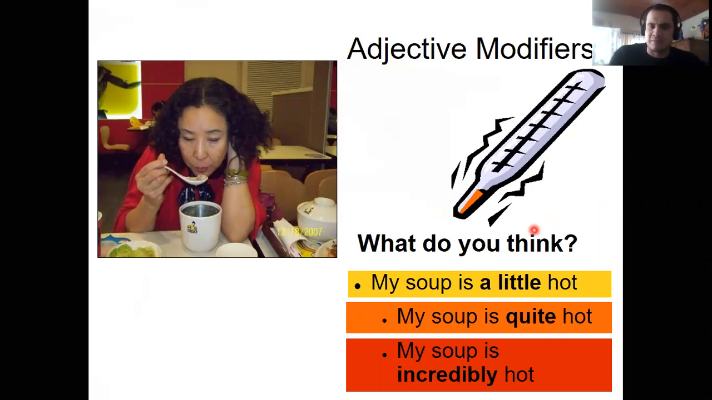You see that my soup is a little, it's quite hot, okay? Little, un poco, quite bastante, and incredible es como ya muchísimo, right? Muchísimo, bastante caliente. Mi sopa está increíblemente caliente, mi sopa está bastante caliente y mi sopa está un poco caliente. So that's a little, right? Copy in your notebook about this one. A little, quite, and incredible hot. Right?